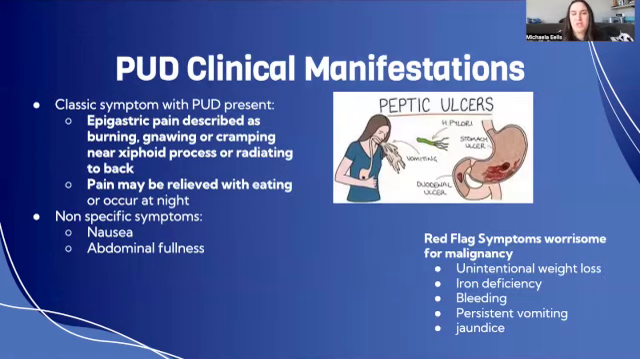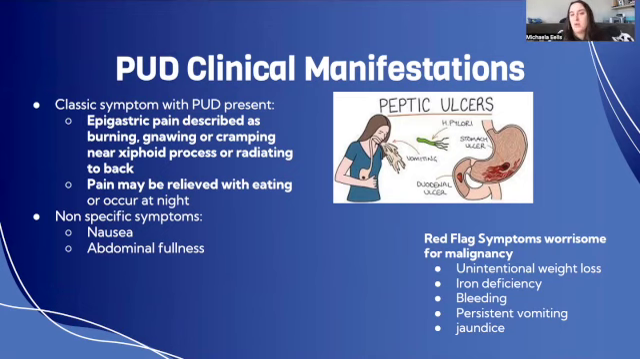So some clinical manifestations, if you study this slide, you'll be good. Classic symptoms with PUD include epigastric pain described as burning, gnawing, cramping near the xiphoid process that can radiate into the back. They have also seen that pain may be relieved with eating and can occur at night. Some nonspecific symptoms include nausea, abdominal fullness. So the pain in the xiphoid process will be right in the front of your stomach, and then it can radiate to the back as well. So referred pain patterns are present.